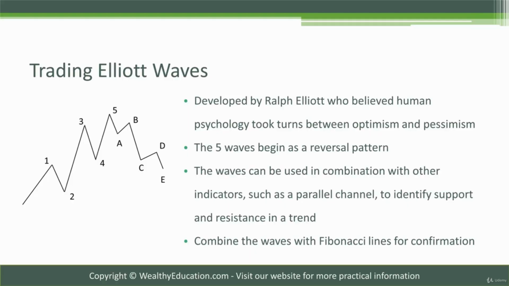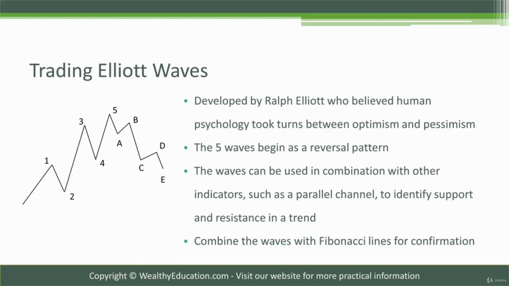The first move up is wave 1, which is called an impulse wave, and then wave 2, which is a pullback or retracement, is called a corrective wave. You then have wave 3, which is usually the strongest of the waves, a corrective wave 4, and then a final push, which is wave 5, and this wave usually results in a correction and a reversal in the opposite direction.